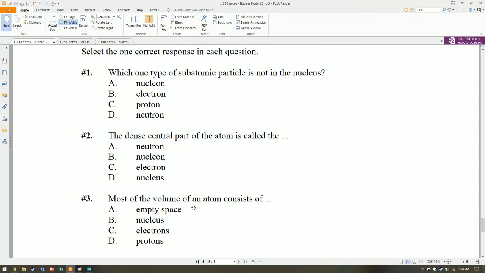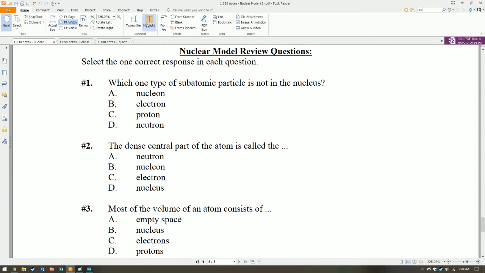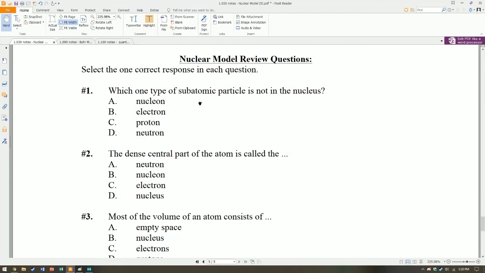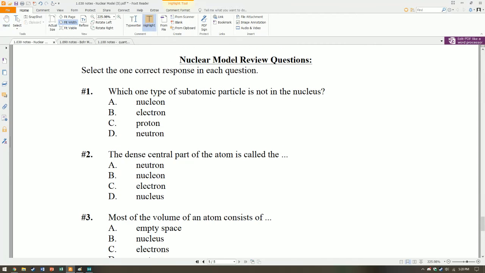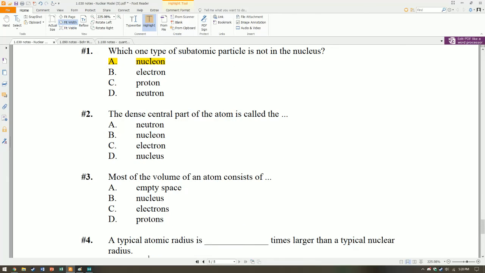When you're ready, you can try questions 1, 2, and 3. Pause the video now. Alright, so I assume you've paused the video. Which particle is not in the nucleus? Pretty easy. We know that there's neutrons, protons, and electrons, so it's that one.